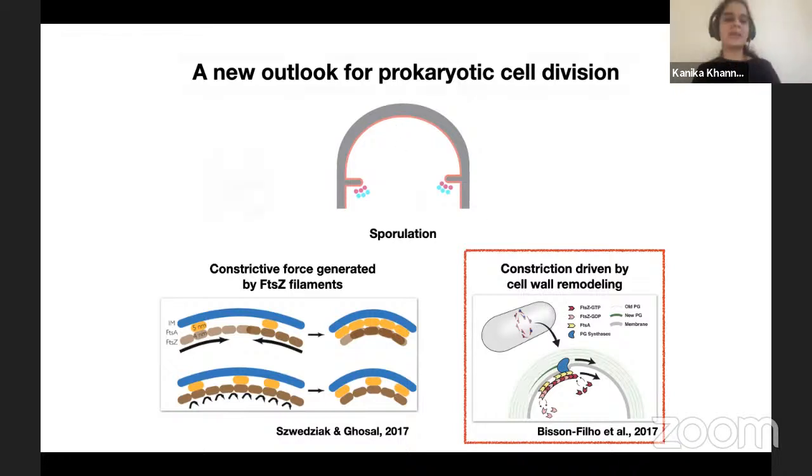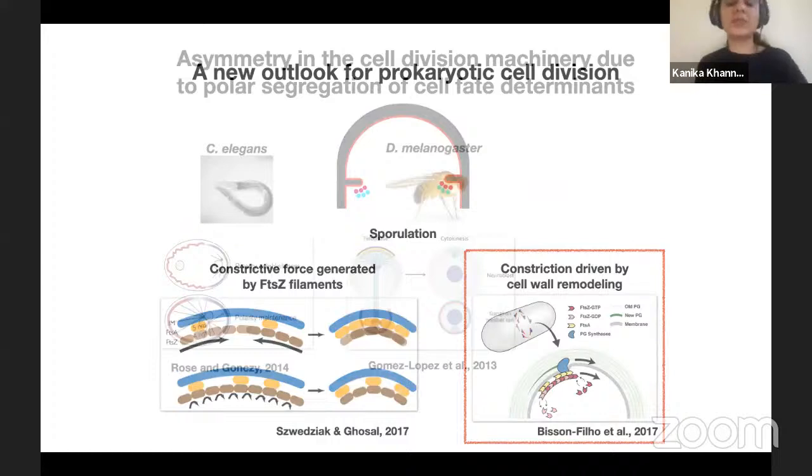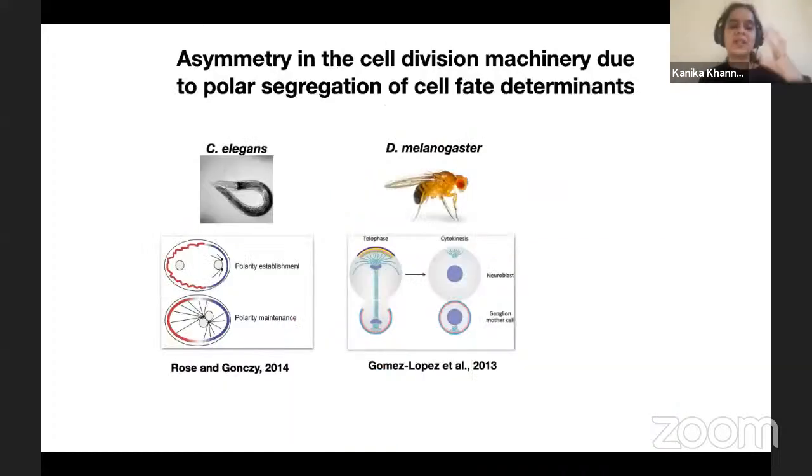Another exciting way to place these findings in context is that this concept of asymmetry in cell division machinery is a very common theme of development in eukaryotes. For example, in C. elegans or in Drosophila, in C. elegans there are these proteins called PAR proteins, which localize on different sides of the developing embryo in a different manner. So you have some of the PAR proteins shown here in blue, and the other proteins shown here in red.